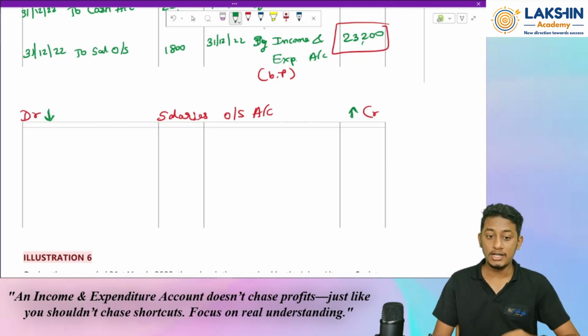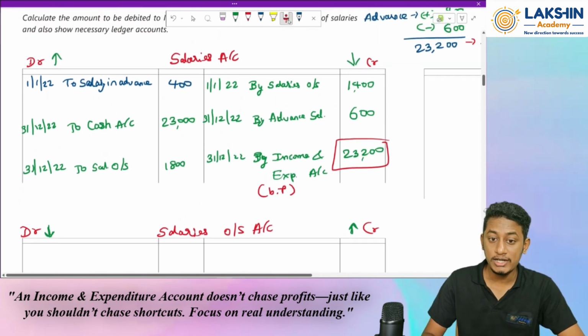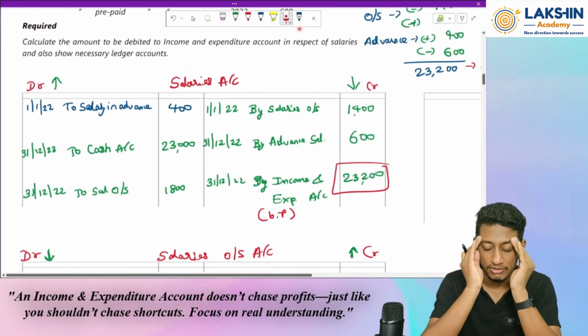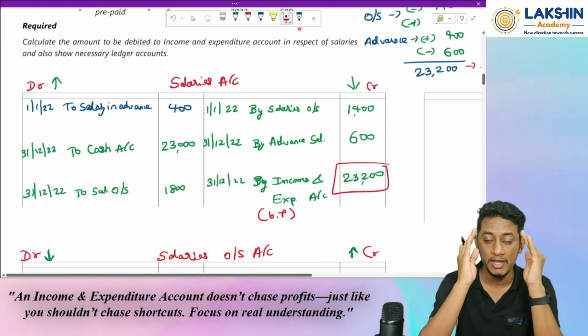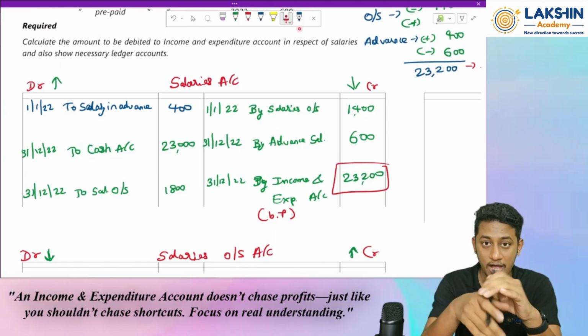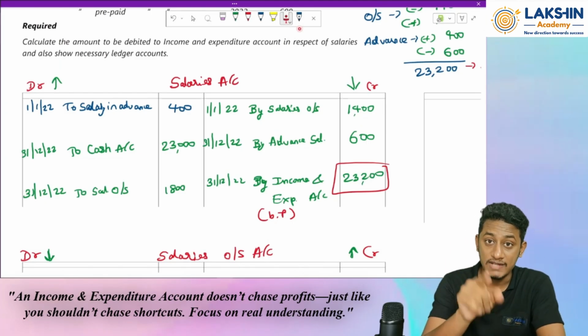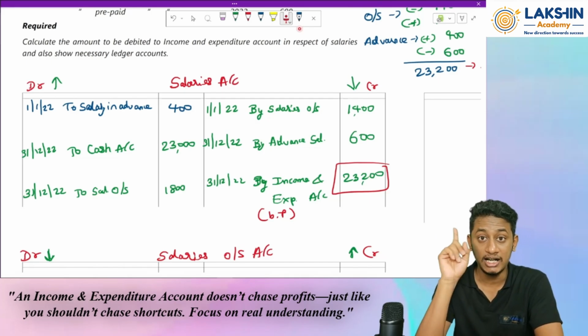So first of all, salaries outstanding account. Remember whatever I have taught you in the final accounts of sole proprietorship. Whatever salaries outstanding you have is a liability. Because of that, it will be shown as a liability in the balance sheet.